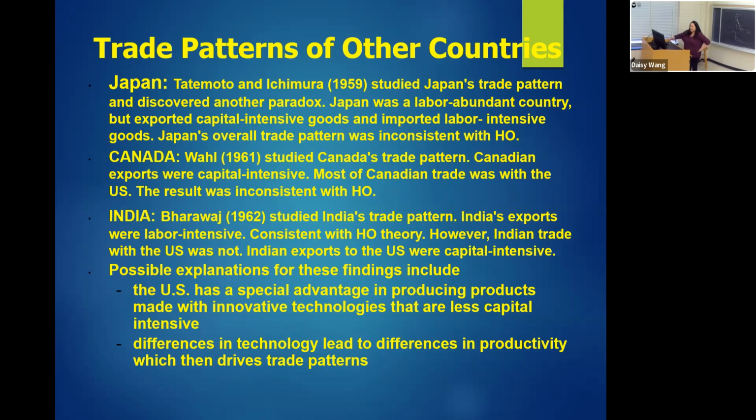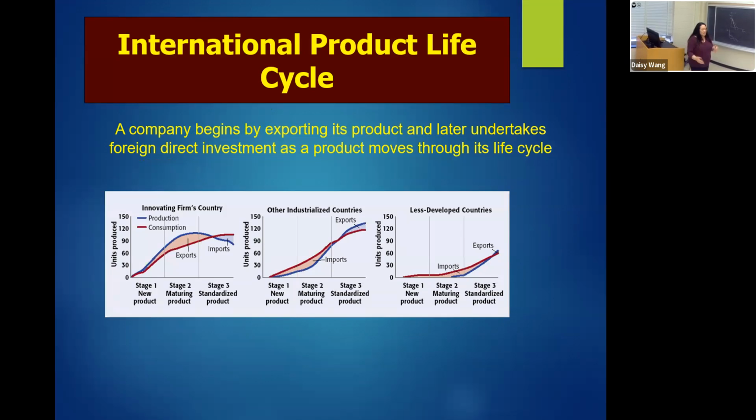They are less capital intensive, and the differences in technology make it different and change the trade patterns. So that's why it's not consistent with the HO theory, where we're supposed to export something we have abundant resources for and import something we don't have. So it holds when we import labor intensive product. But it doesn't hold when we actually export the capital intensive product.